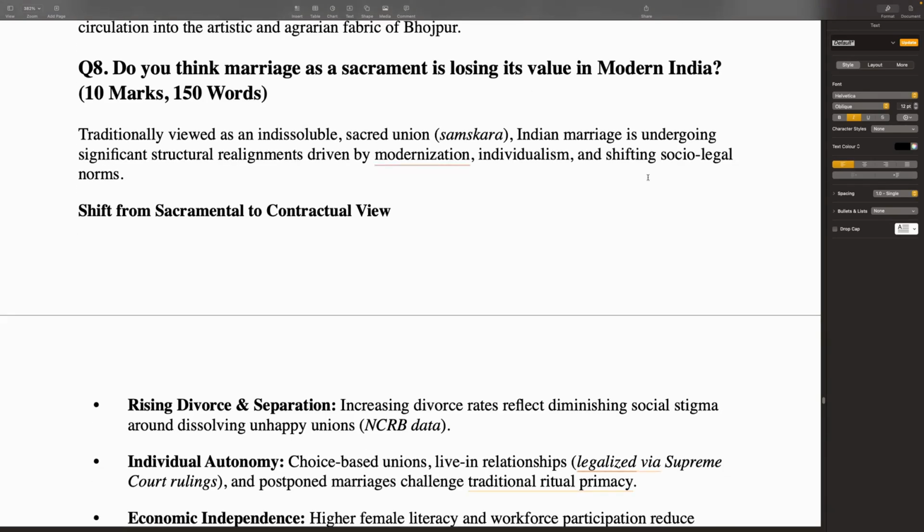Do you think marriage as a sacrament is losing its value in modern India? Traditionally viewed as an indissoluble sacred union, samskara, Indian marriage is undergoing significant structural realignments driven by modernization, individualism, and shifting social and legal norms. Shift from sacramental to contractual view.